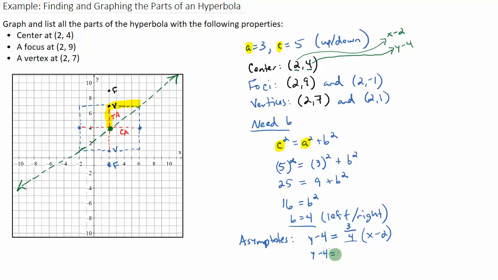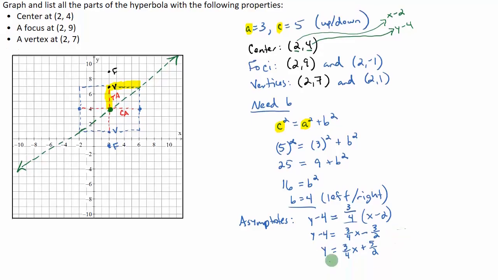So I've got y minus 4, and I'll distribute my 3/4. So I've got 3/4 x minus 3/4 times 2 is 3/2. And finally add the 4 over. So I've got 3/4 x plus 5/2. So that's the equation of one asymptote right there. Again, for my students, I wouldn't care if they left it like this. However, it's very common to get y by itself like this.